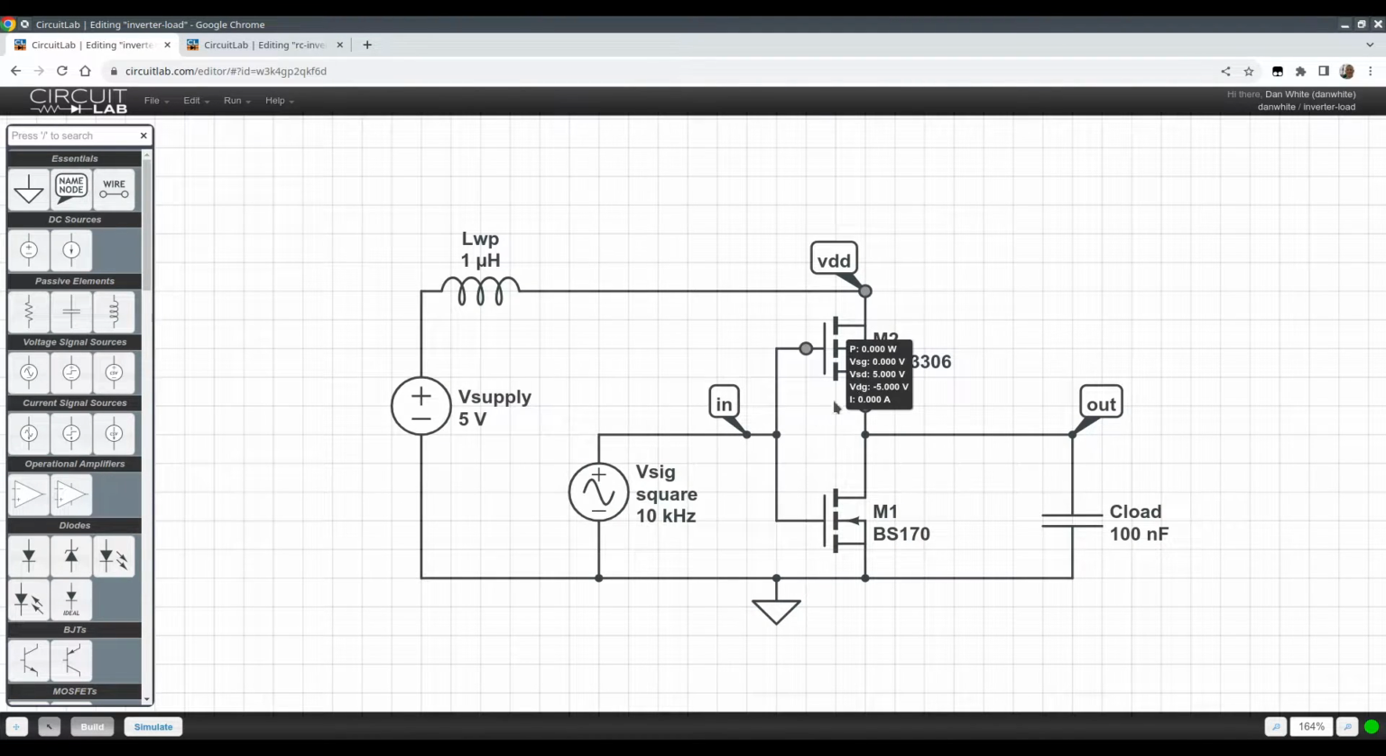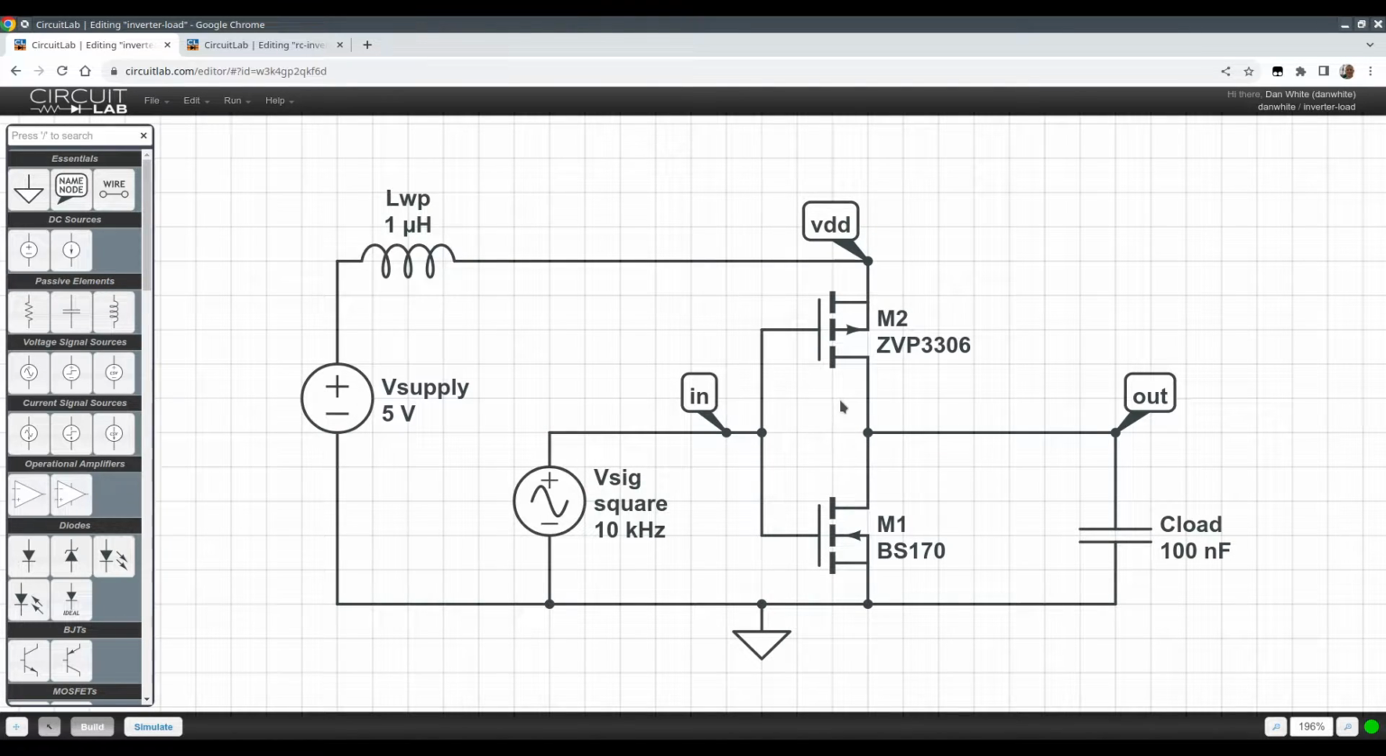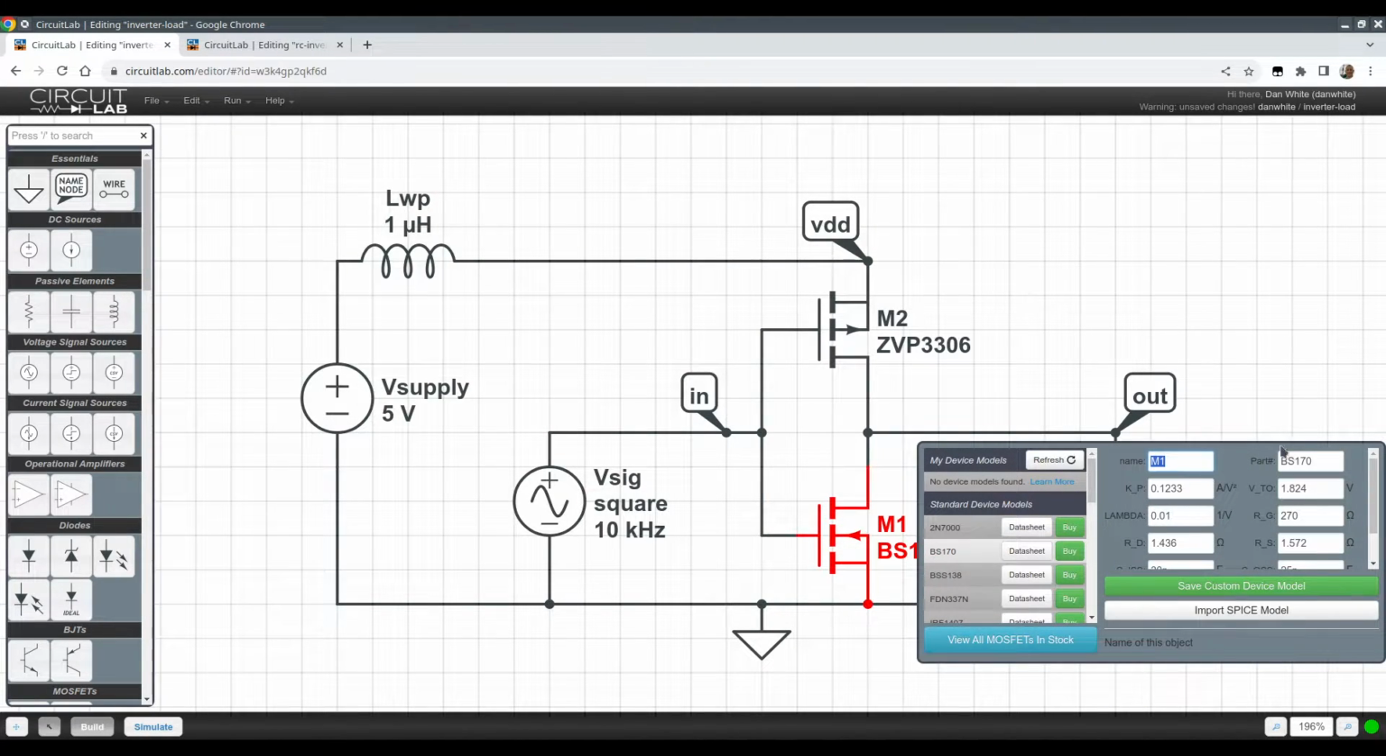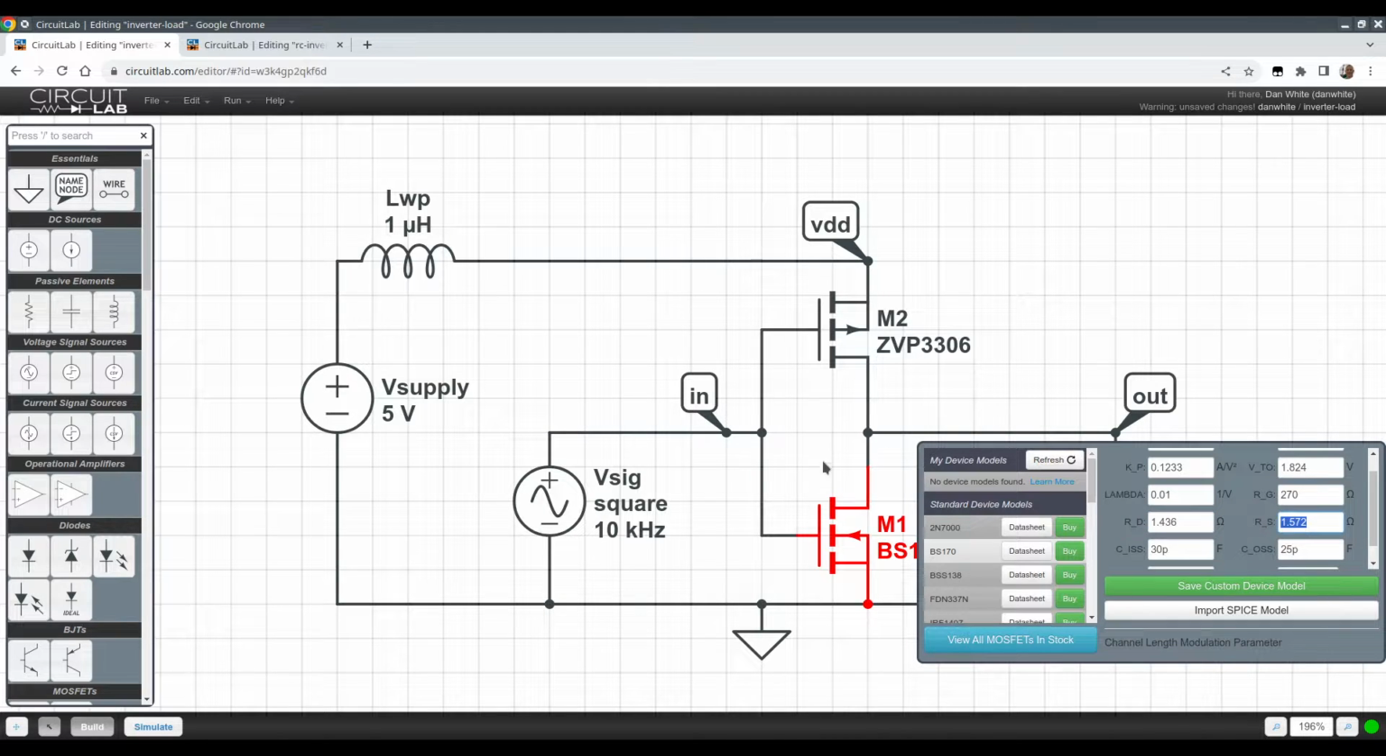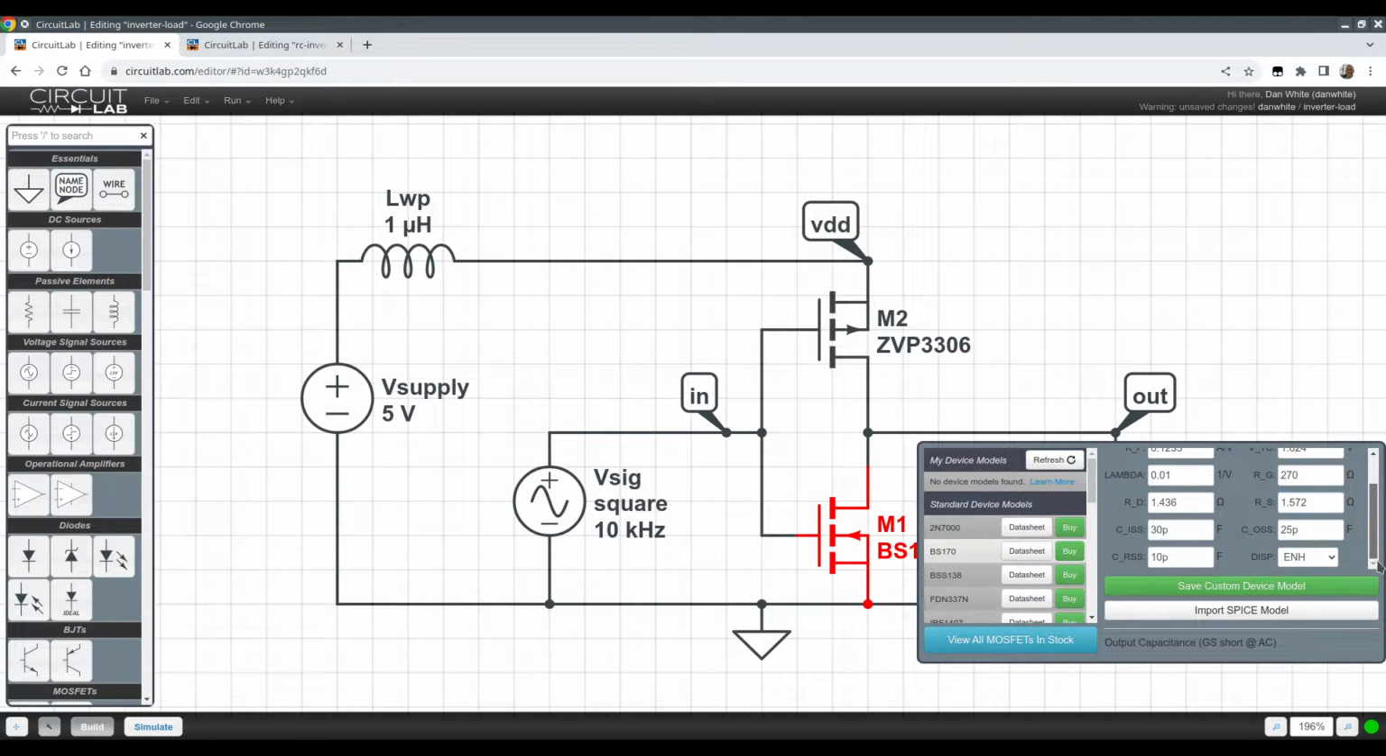Share this. It's not shared at the exact moment. This is a model of a BS170 device model in CircuitLab. I just clicked on it, found it. It's the one that we're using. Just look at this a little bit. KP, or K prime, V threshold at 0.8 volts. The gate resistance in series with the gate, which is not relevant to us. RS and RD, these are resistances in series with the source and the drain. That does not include the channel.